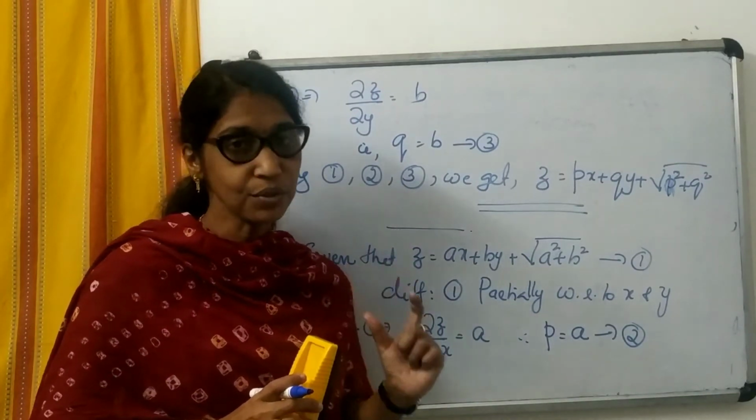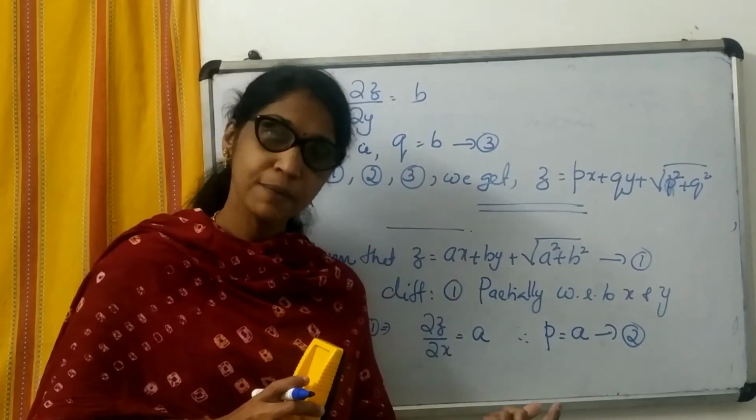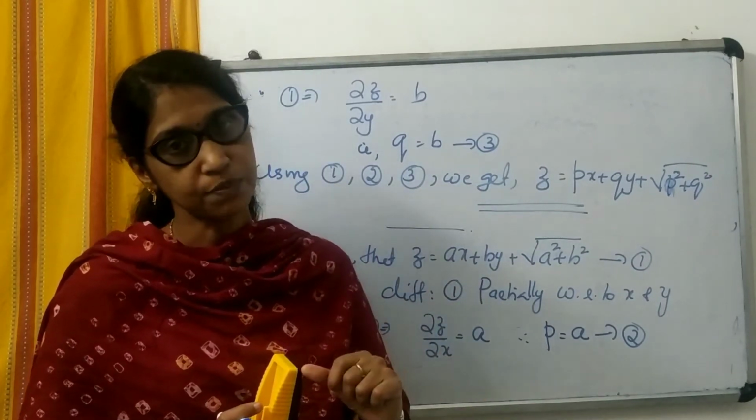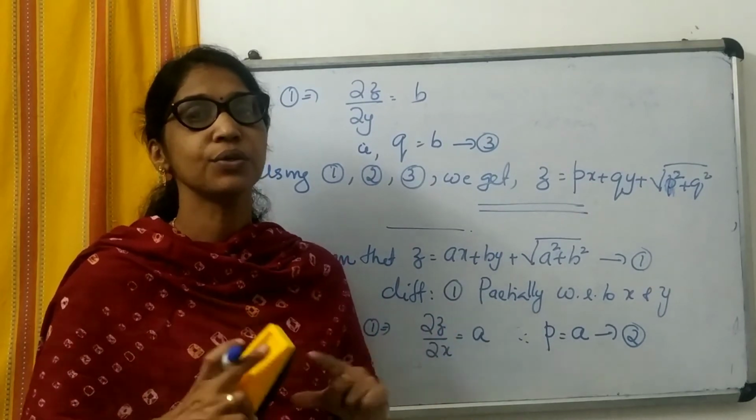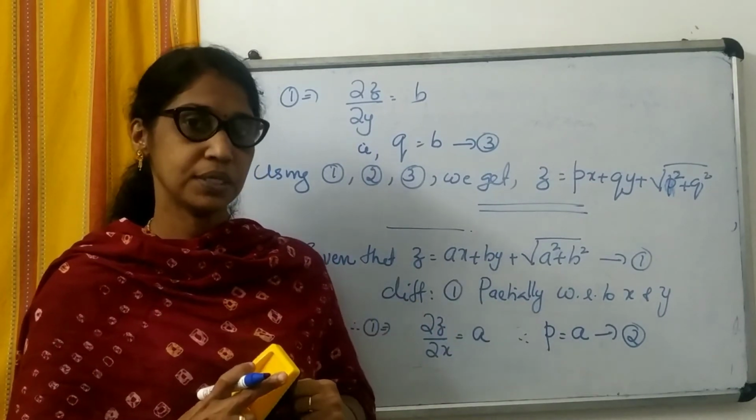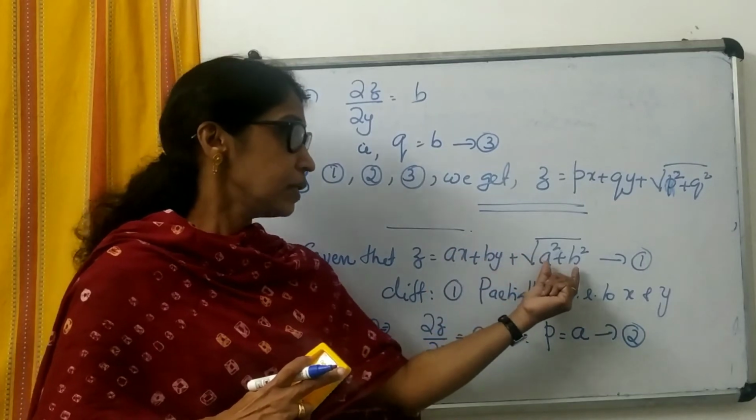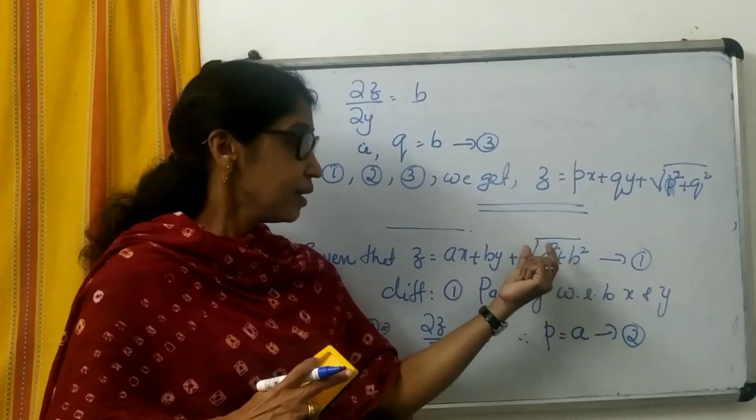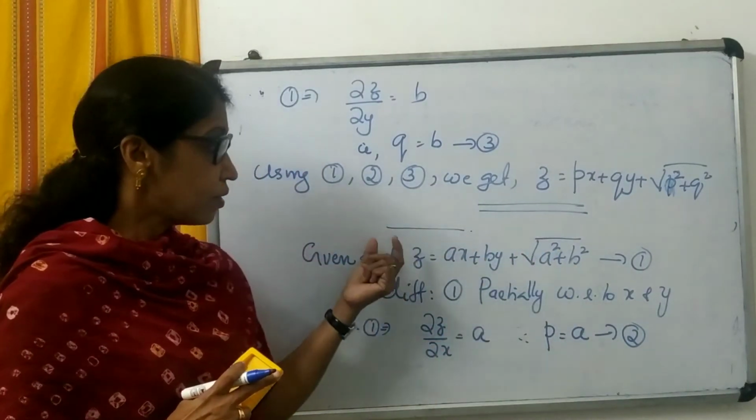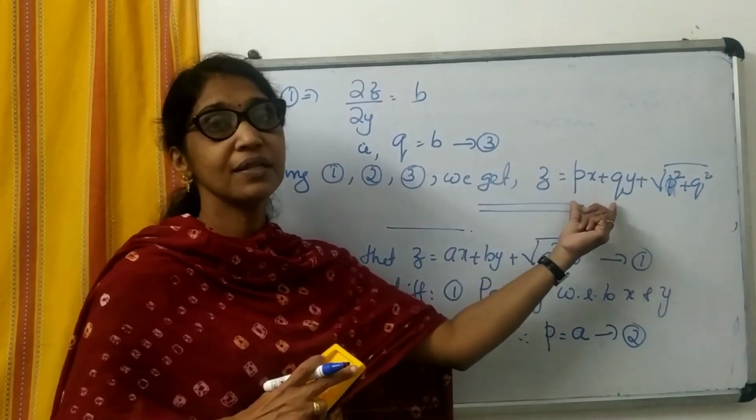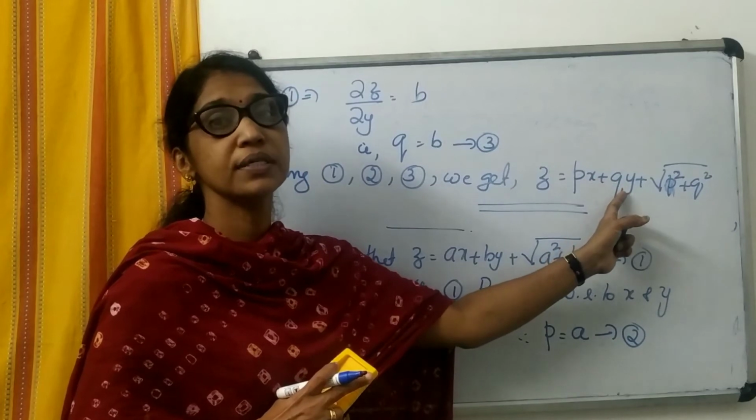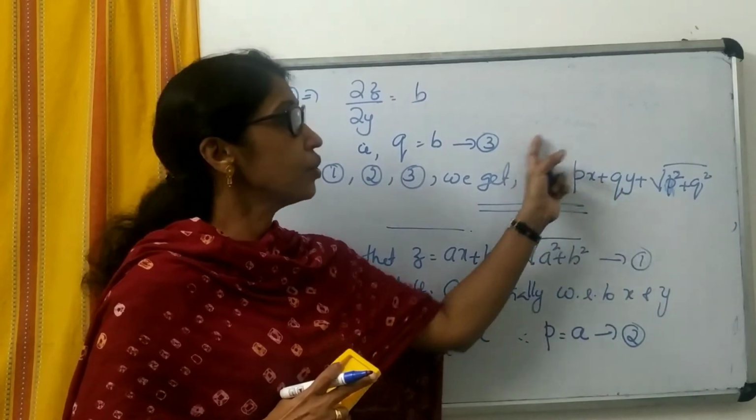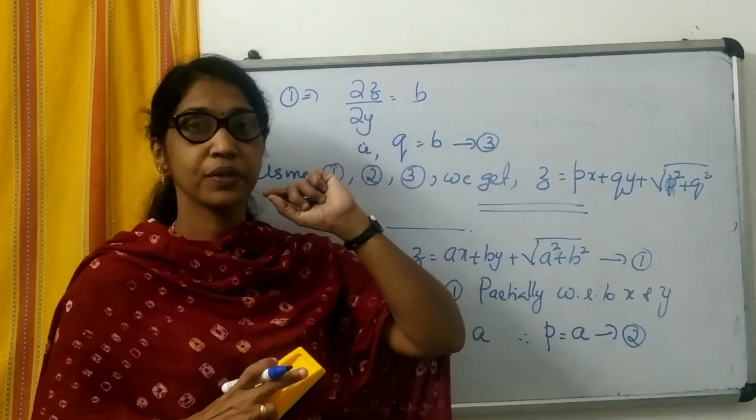So first we have to differentiate with respect to x, then we have to differentiate with respect to y, and then we have to eliminate the constants using these three equations. Here, what is the order of the differential equation we get? This order is first order, that is, only p and q are there in this equation. So the order of this differential equation is 1.